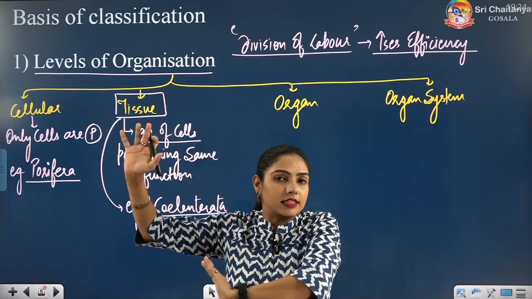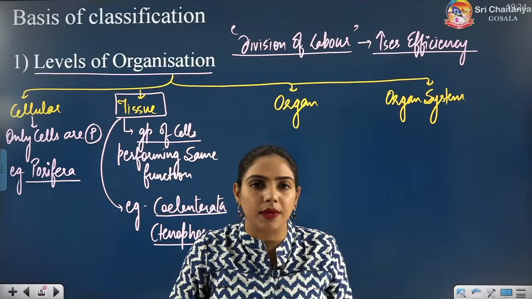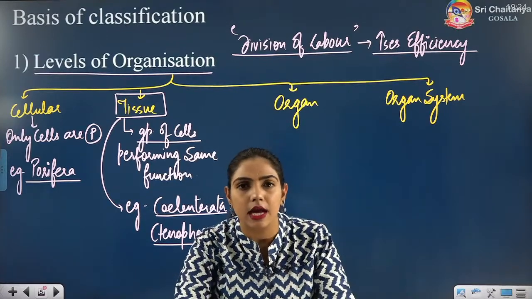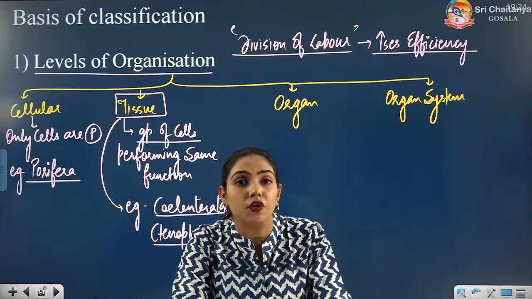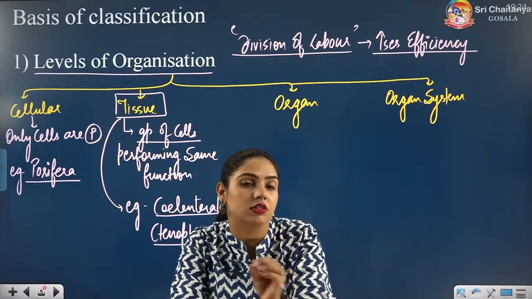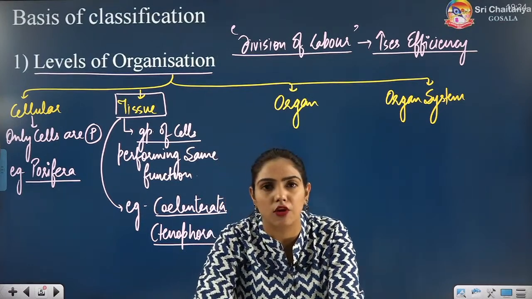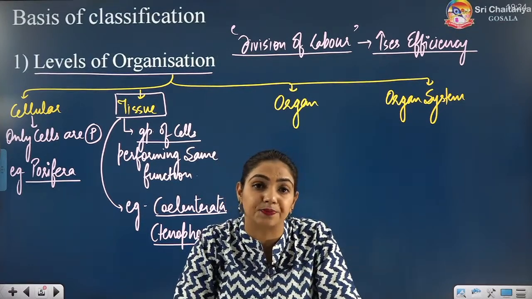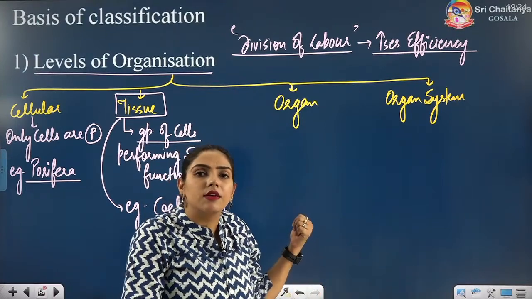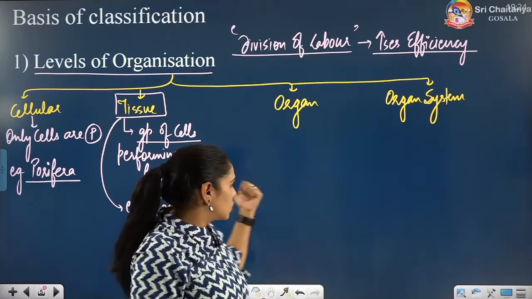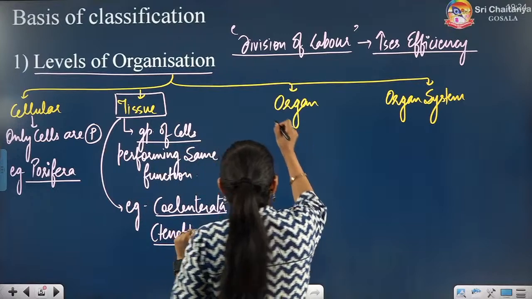We will be discussing animal tissues as a separate chapter. It has been removed from the NCERT, but we will be studying it because it is a very important chapter. If you don't know the animal tissues, then you cannot understand human physiology. So after the animal kingdom, maybe we can take the animal tissues chapter. Tissue level of organization is present in Coelenterata and Ctenophora.